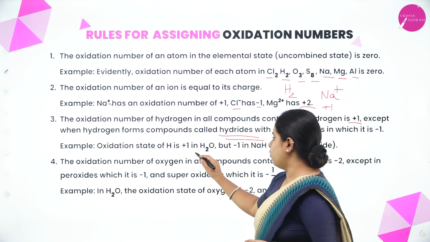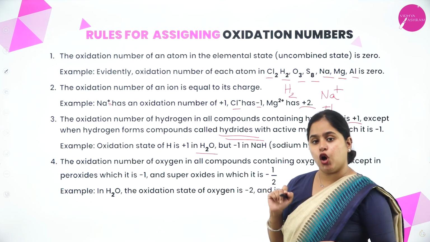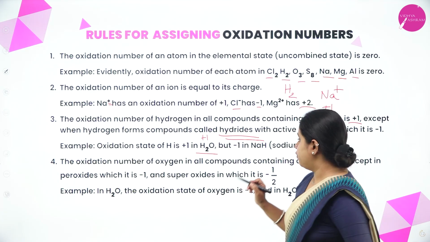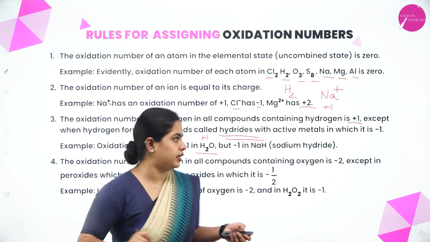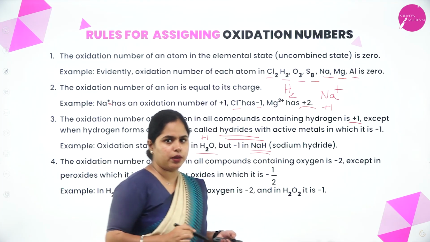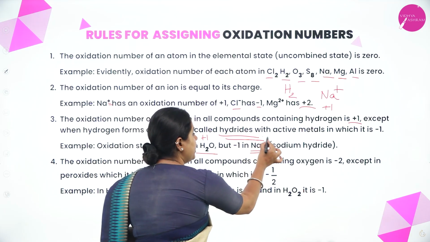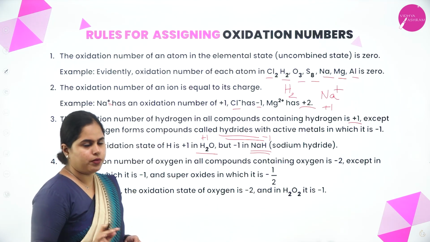For example, let's take water. In the case of water, the oxidation number of hydrogen will be +1. But if we are taking the case of sodium hydride, it is forming a hydride. In this case, we should not take the oxidation number as +1, it will be -1. Okay, so I hope that is clear.